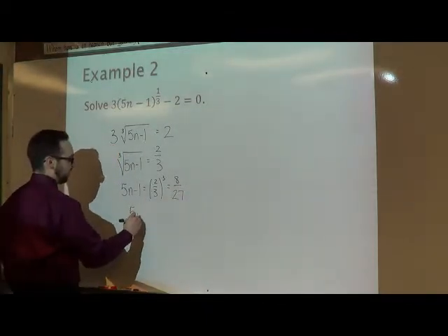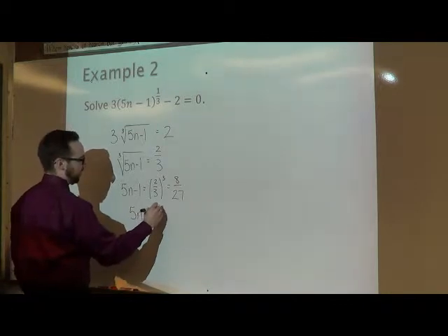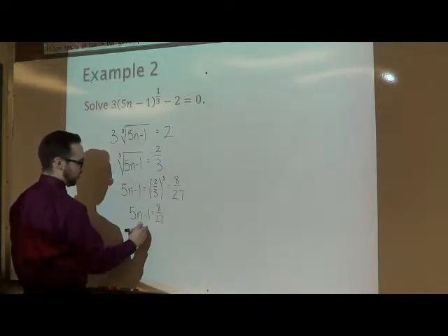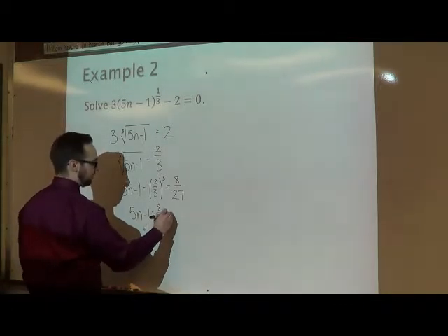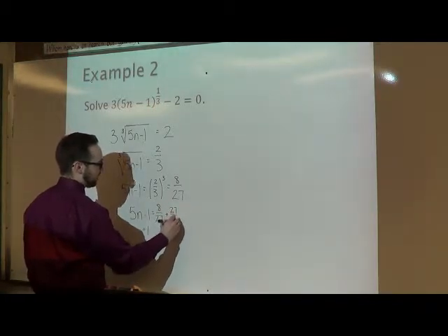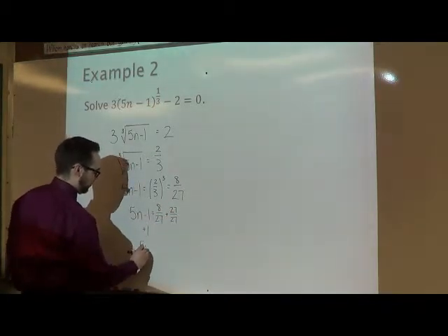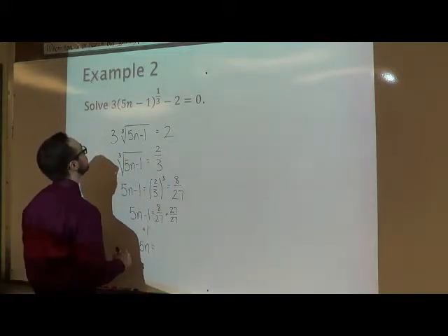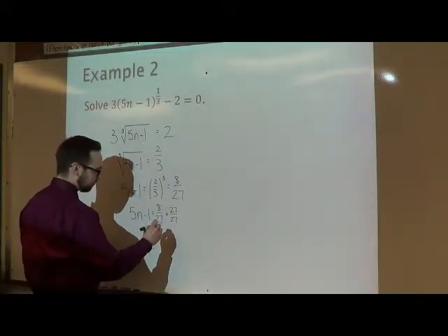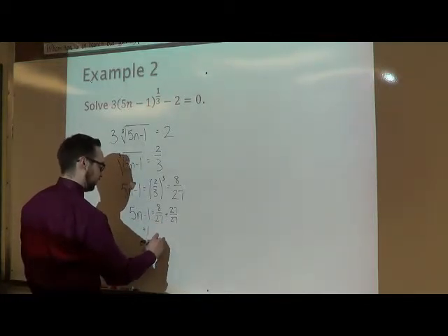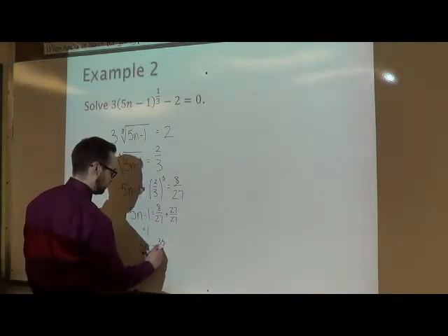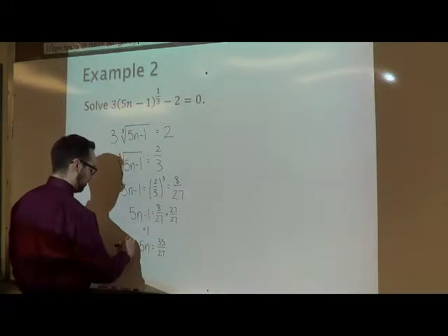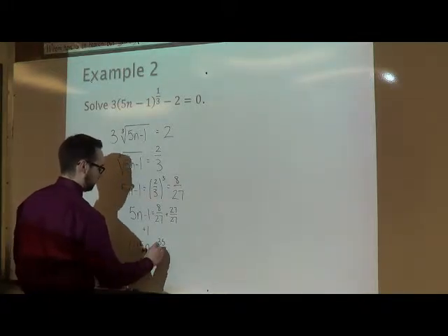So we end up with 5n minus 1 is equal to 8 over 27. When I add 1 over here, that means I have to add 27 over 27. So we get 5n is going to be equal to 35 over 27 multiplied by 1/5.